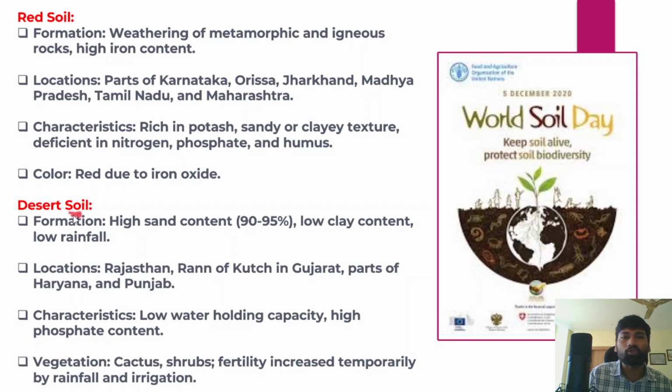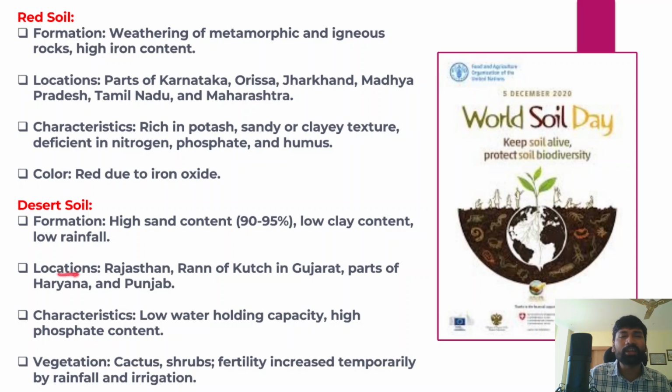And after that, there are also desert soils. So what are these desert soils? For example, we have the Thar desert, right? That is one of the major deserts that we have in India. So how are these formed? These desert soils have a high sand content of 90 to 95% and a low clay content, and very often have low rainfall, because if you look at the arid and semi-arid regions of Gujarat and Rajasthan, they receive less than 25 centimeters of annual rainfall. So they are signified by low amounts of rainfall.